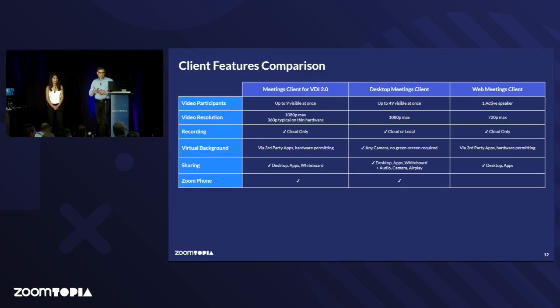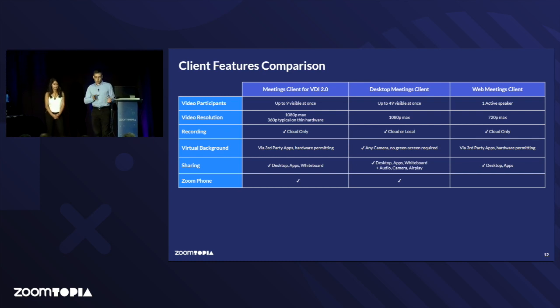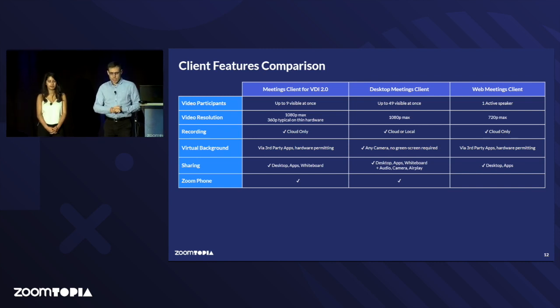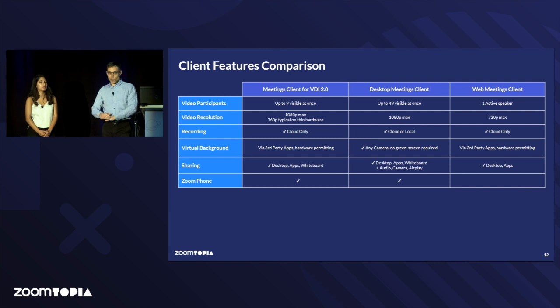So a little bit of a comparison here in terms of features, what you can expect to work, and work well, better, best in terms of our performance and expected feature set. The middle column here is our regular desktop client if it was running on a regular desktop. As I said, you really shouldn't try to run the regular desktop client in a VDI session at all. Use the VDI one. Just for comparison purposes, as you know, we can do up to 49 visible participants in a meeting at once on the regular client. We ramp that down in VDI to 9, so a 3x3.